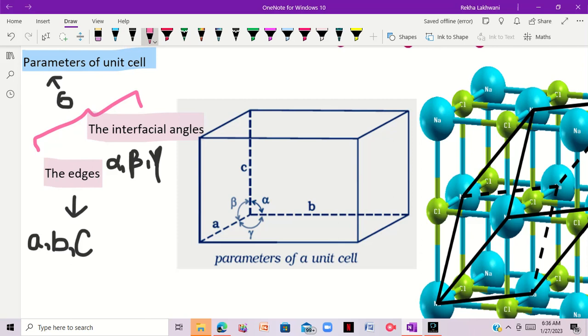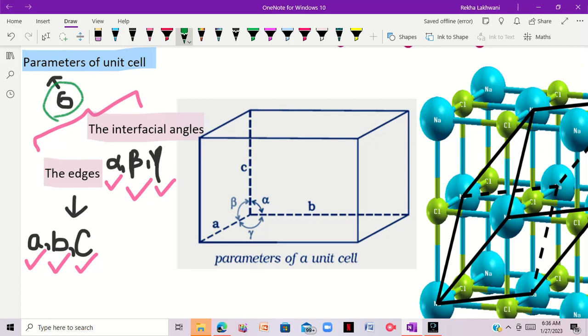So as I said, there are six. Here we have the edge A, edge B, edge C. So three done. Now we have another class, which is the interfacial angles. So this is alpha, fourth, beta, fifth, and gamma, sixth. So as I said, there are six parameters. Now let's see where these parameters are and what they mean.